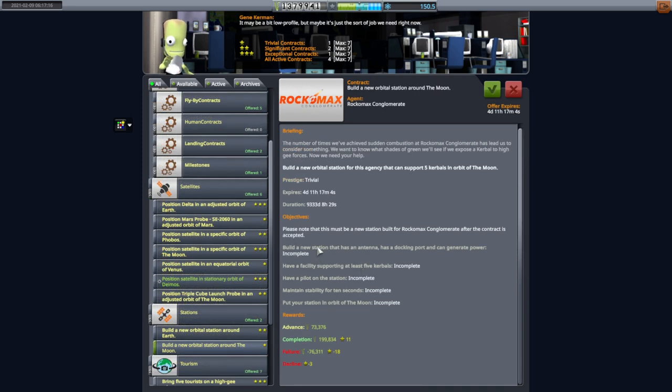Technically, okay, antenna, docking port, and can generate power, supporting five Kerbals, have a pilot on the station. Technically, we will have all that once the lander and the Lynx orbital vehicle are together, right? They will have a total cabin capacity of six. One of them will be a pilot.